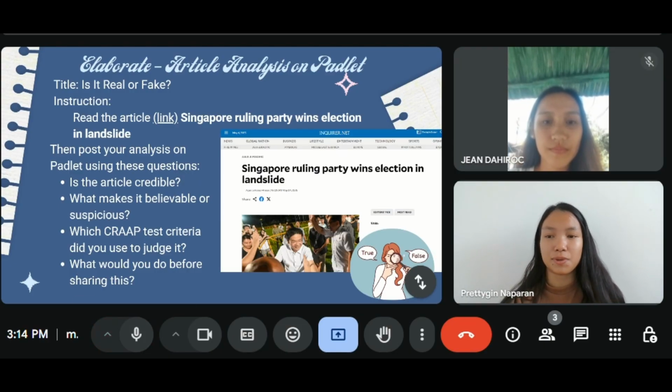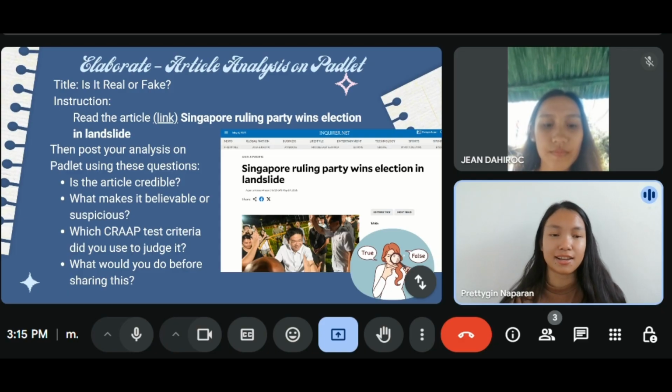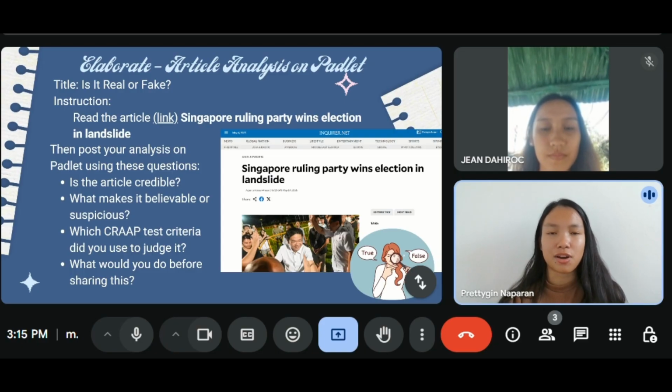Next, students will now read an article and analyze its credibility using what they've learned. They'll post their responses on Padlet, explaining their reasoning in relation to the CRAAP test. This gives them a chance to apply critical thinking skills in a real-world context.